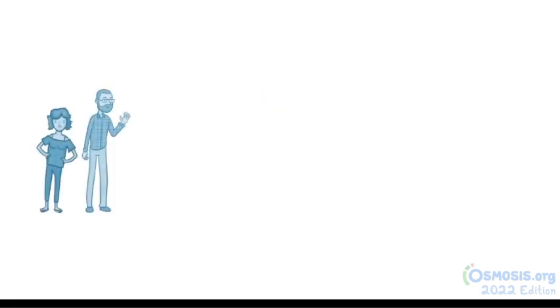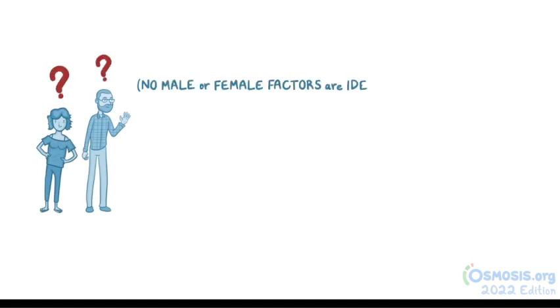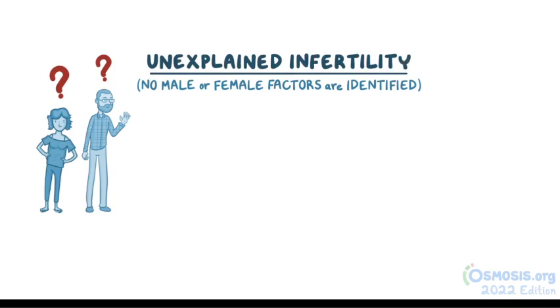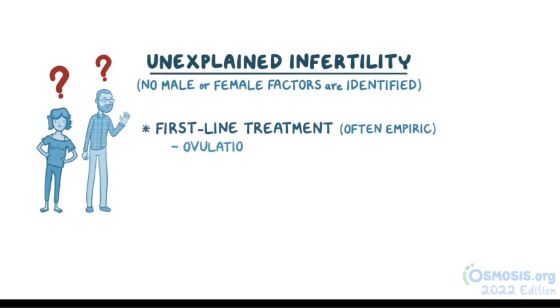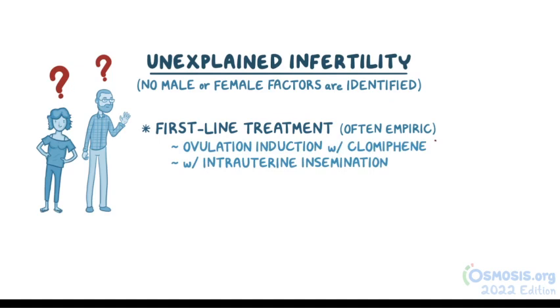Finally, in some couples, no male or female factors are identified, in which case it's termed unexplained infertility. In this case, first-line treatment is most often empiric. Particularly, ovulation induction with clomiphene in conjunction with intrauterine insemination may be tried because of the low costs and low risk of side effects. If that doesn't work, IVF with or without ICSI may be tried.